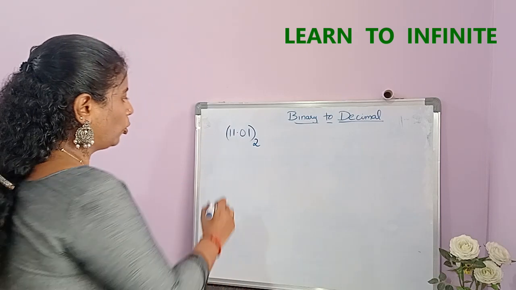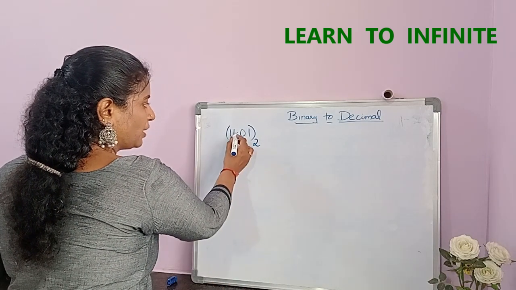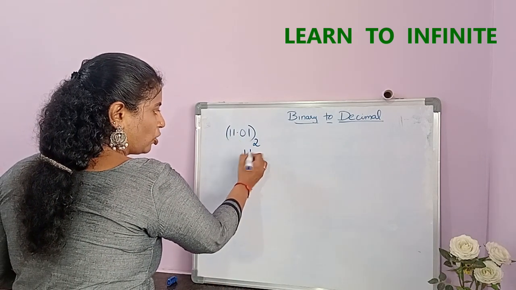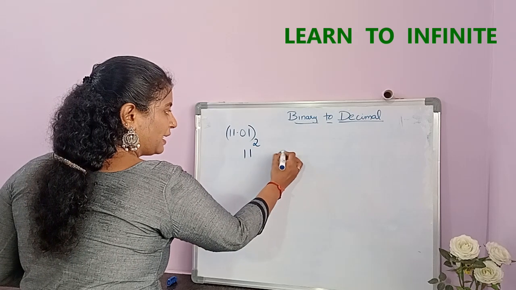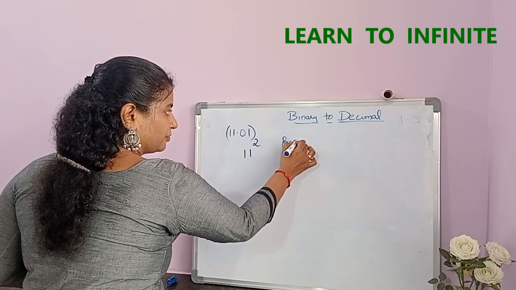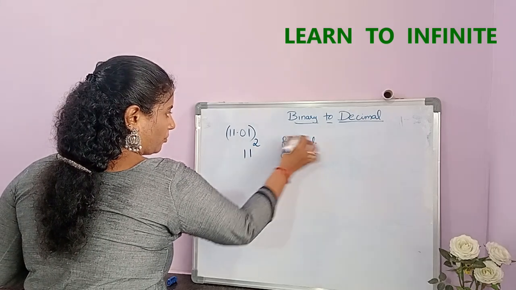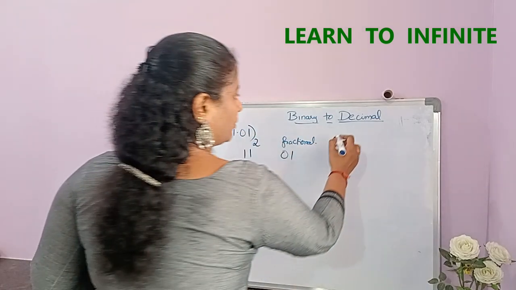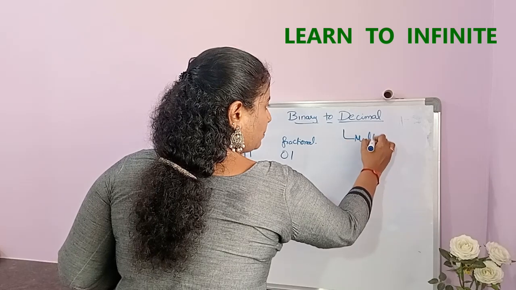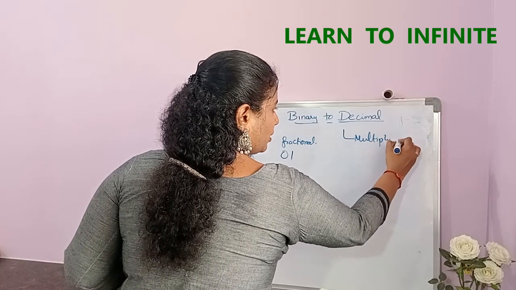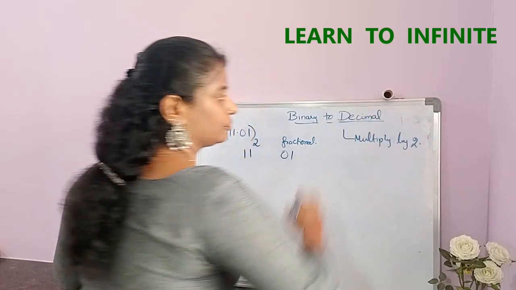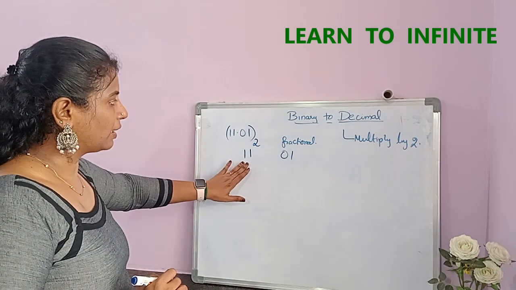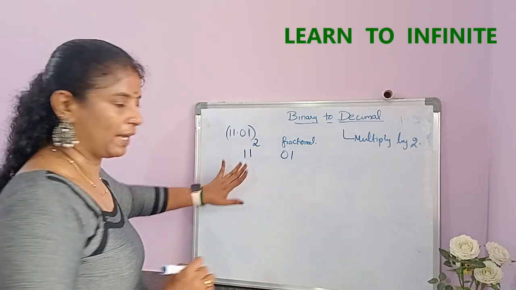So this number, when you take this example, comprises the whole part and the fractional part. What is the whole part? The number which is before the decimal point, right? So this is your whole part and this is my fractional part. So a binary number, when it has to be converted to decimal, it should be multiplied by powers of 2. Okay, so coming on to the whole part.